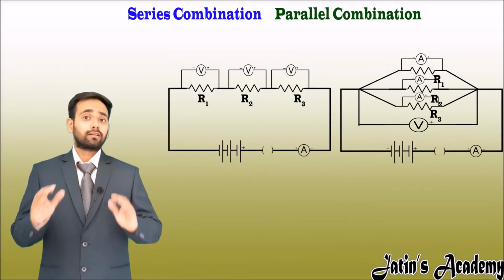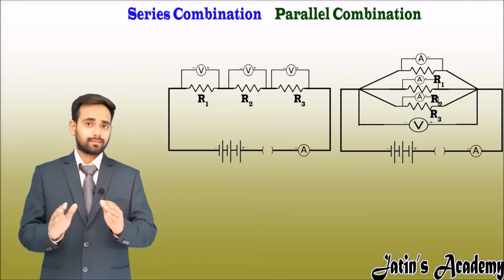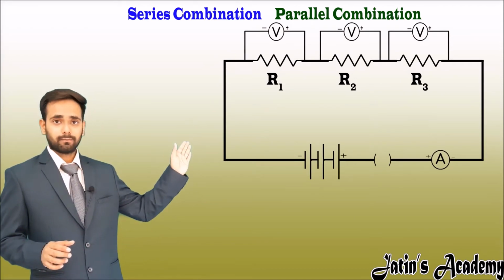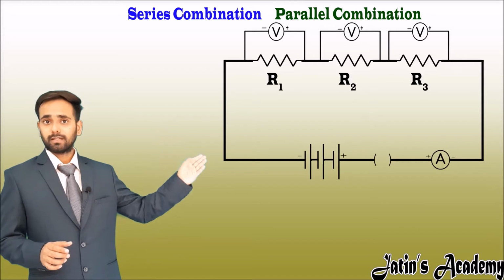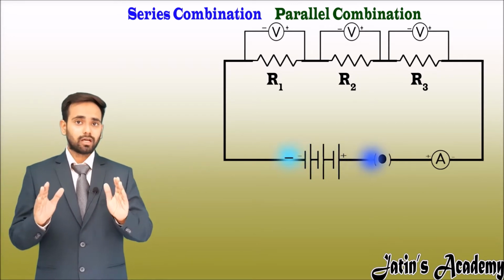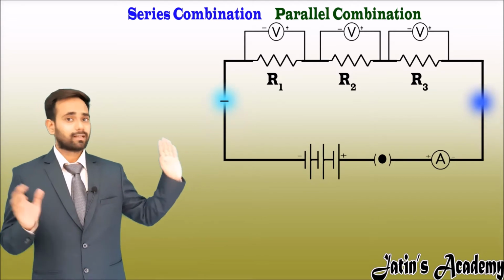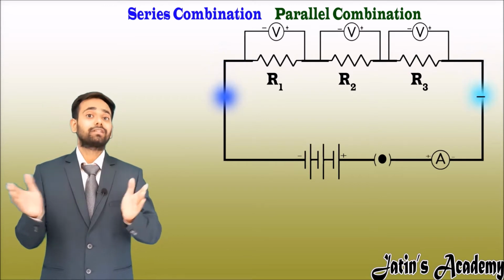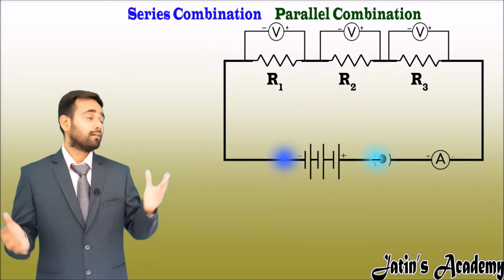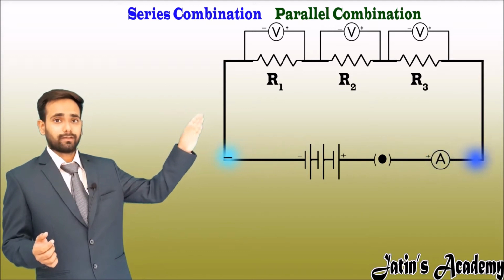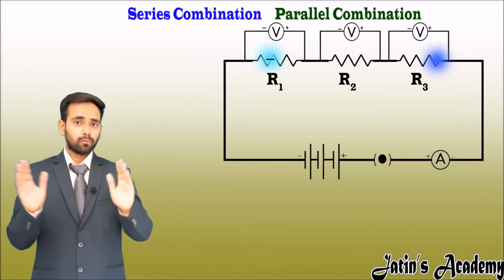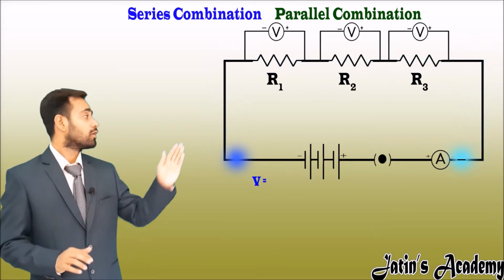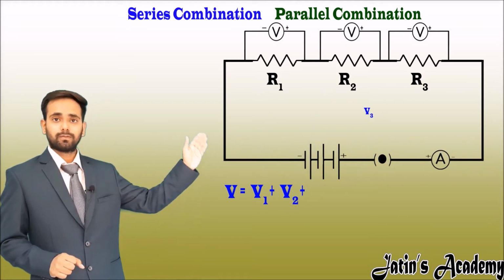So let's make the formula of resistance, or equivalent resistance, for series. Here we have a battery in which one terminal is connected to the positive side and one terminal is connected to the negative side. The electrons are moving from negative to positive and current is moving from positive to negative. So the potential difference created by a battery is nothing but the values given by the voltmeters, that is V1, V2 and V3. So the whole potential difference is nothing but the sum of the potential differences across each resistance. So V is equal to V1 plus V2 plus V3.